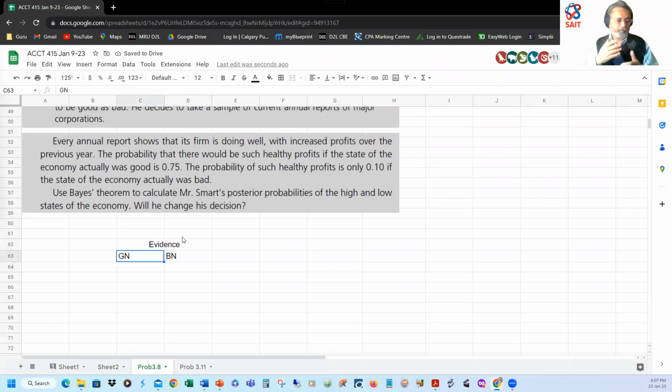So if Mr. Smart is going through annual reports, looking just at the earnings numbers, to make a very simplified case, you could argue that good news here can be coded as current year's profits being greater than last year's, right? Increased profits in the current year, and bad news would be the opposite, decreased profit.